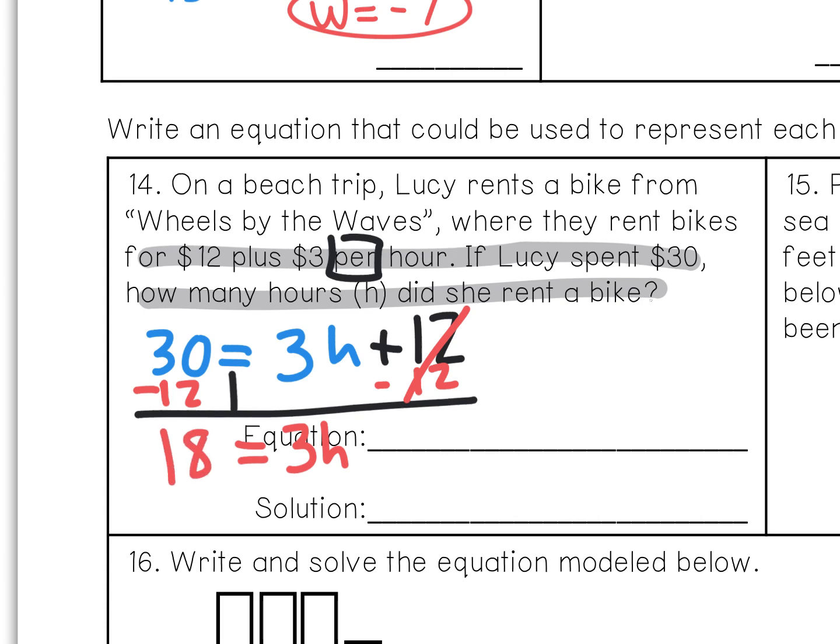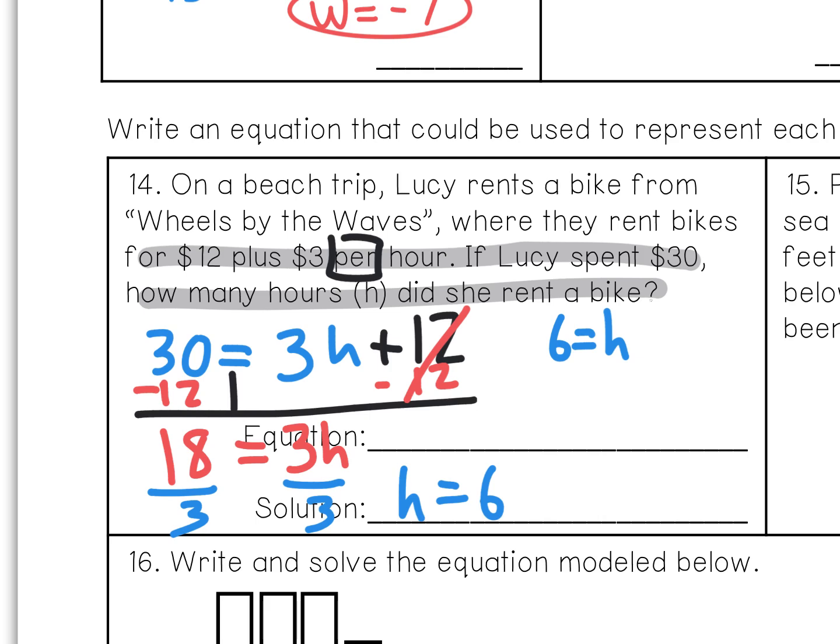Okay, now, how do I solve for this? $18 is equal to $3 times how many hours? Per hour. Deshaun says 6. But let's look at how we actually get there by dividing by 3. What is 18 divided by 3? 6. 6 equals H.